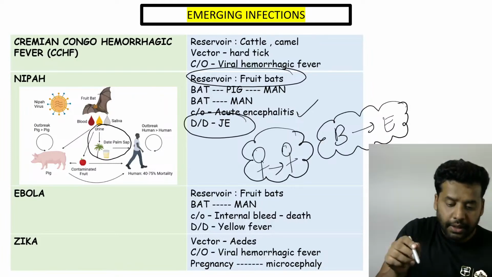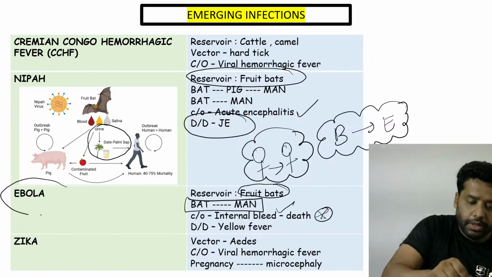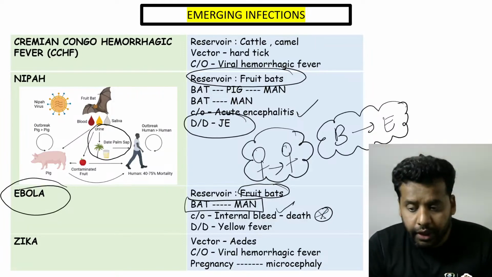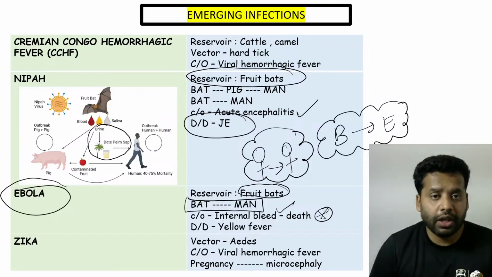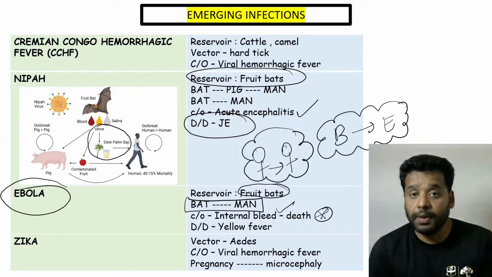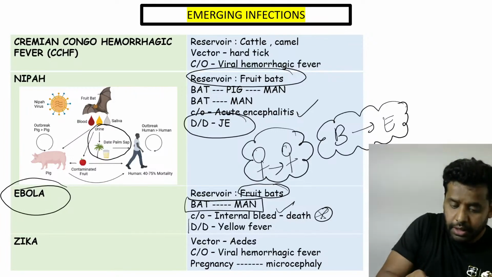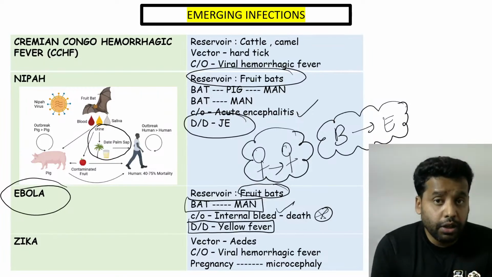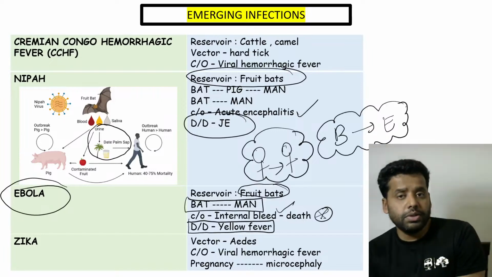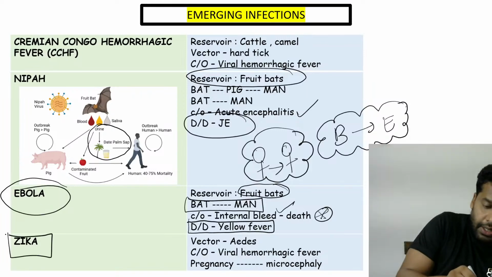If I say like this, bats, internal bleed and death, you have to suspect Ebola hemorrhagic fever. After exposure to bat secretions, there is internal bleeding, hypotension, shock, death. If they mention such words, you have to suspect Ebola hemorrhagic fever. The differential diagnosis will be yellow fever. What is the differential diagnosis of Nipah? Acute encephalitis. What is the differential diagnosis of Ebola? Hemorrhagic fever.